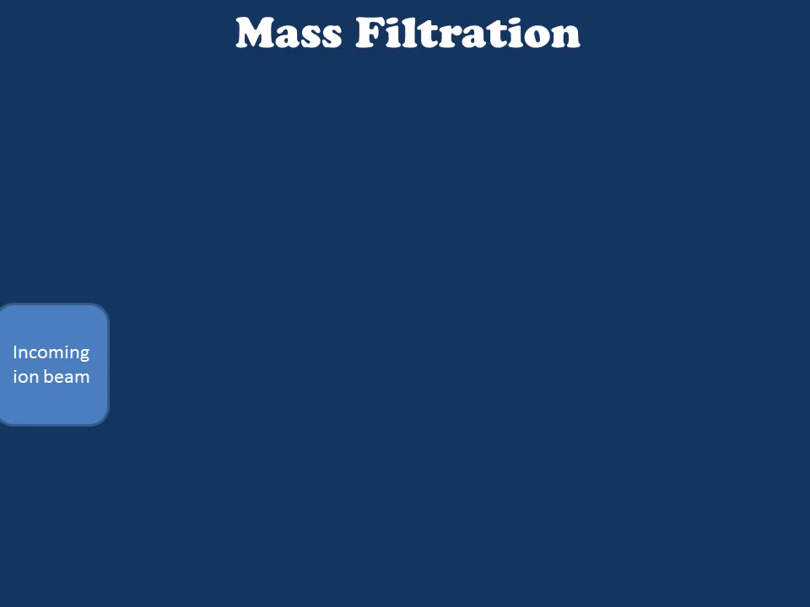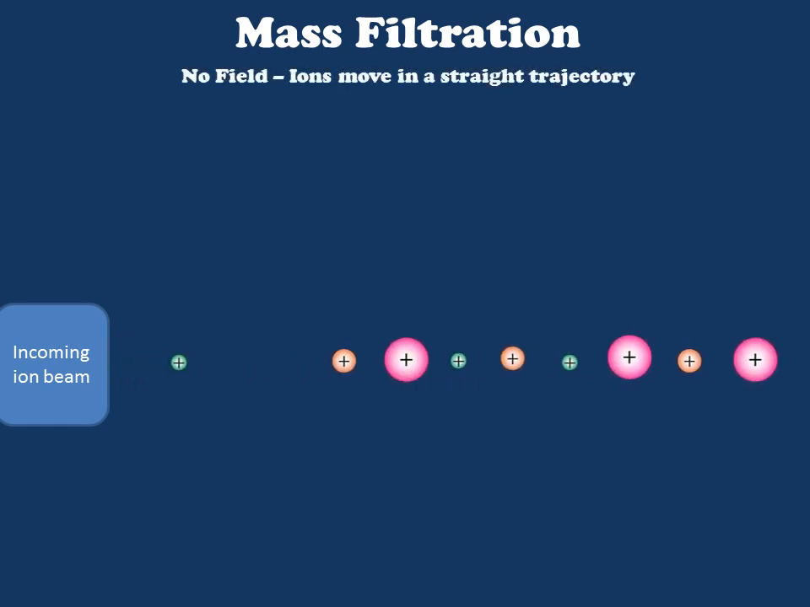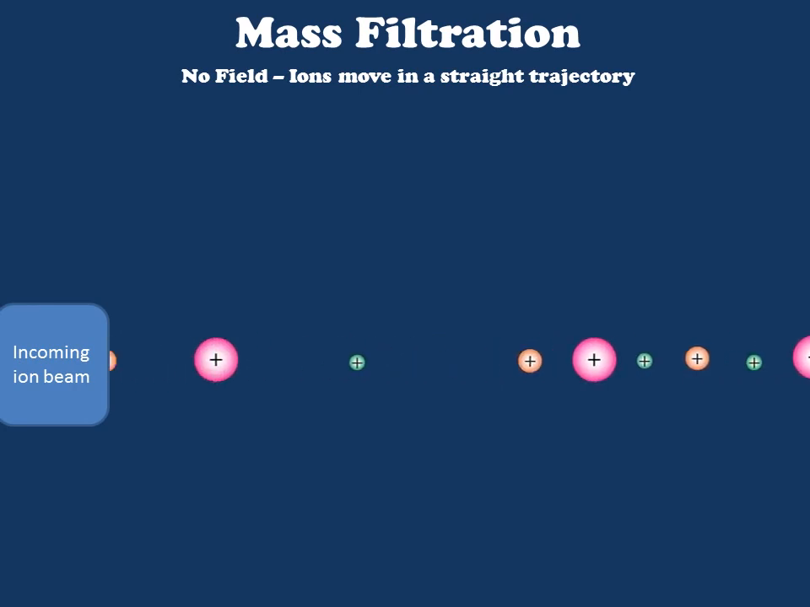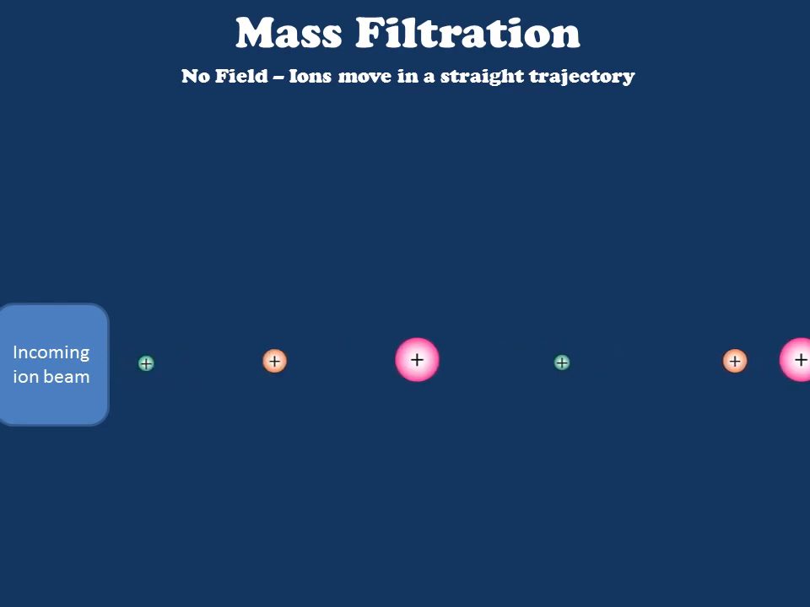Now that we've created our ions, let's move on to the mass filtration or mass analysis step. In this step, the ions which are formed are focused into a beam. If these beams are focused into an area in which there is no appreciable magnetic field, the ions will move in essentially a straight line. This doesn't help us very much to separate them in space.